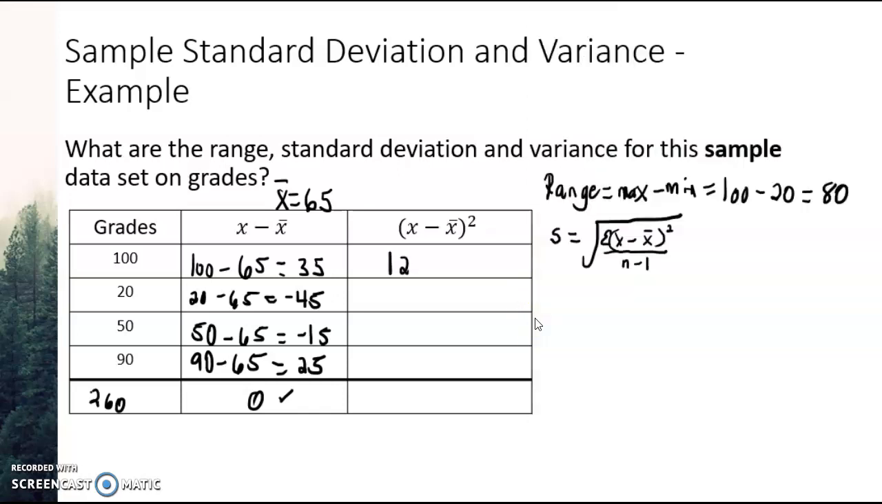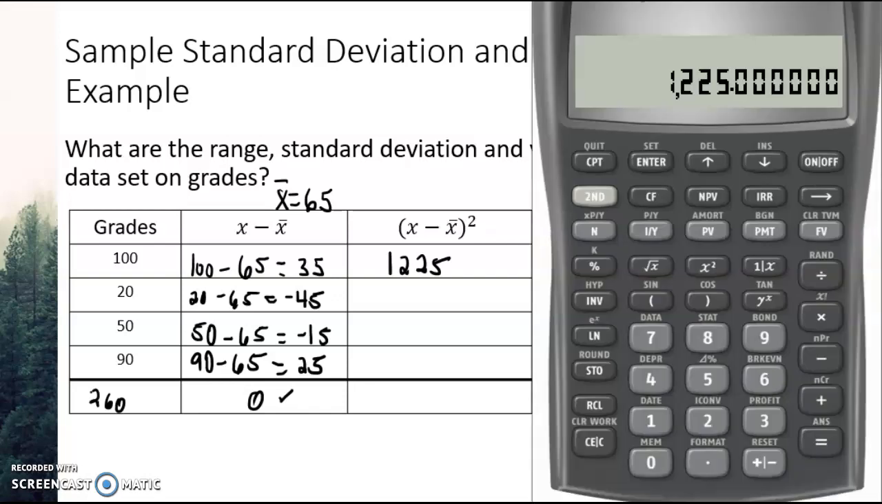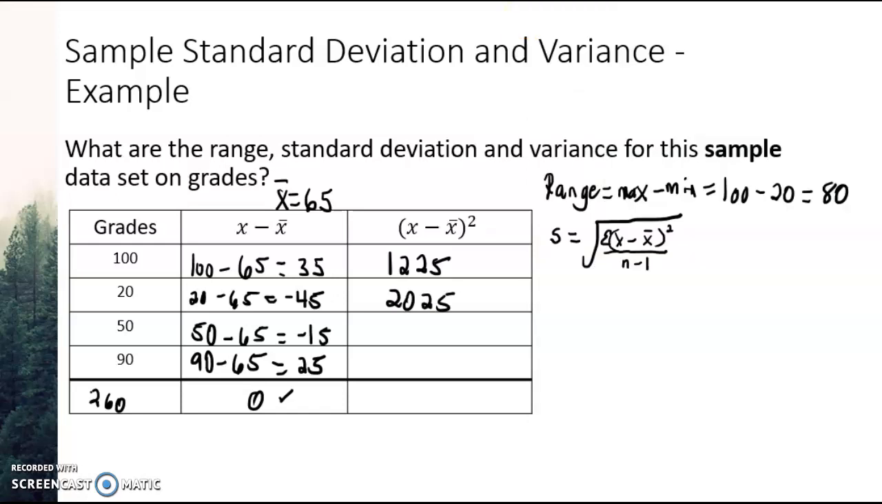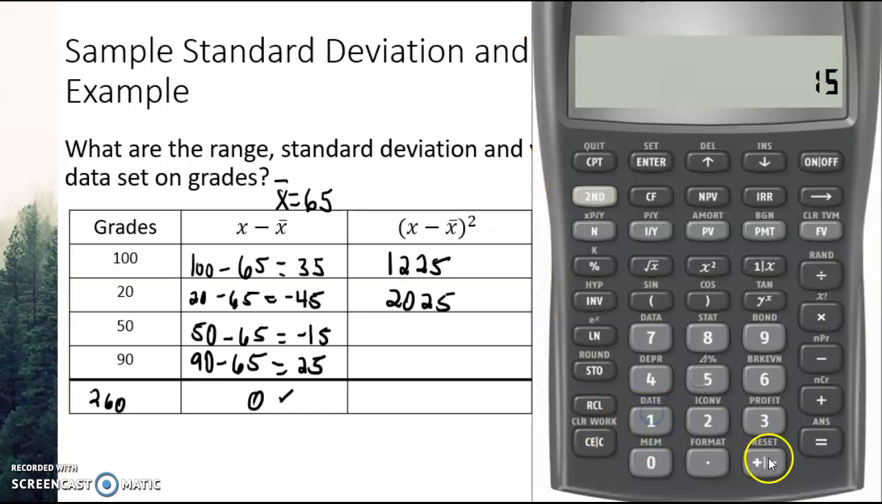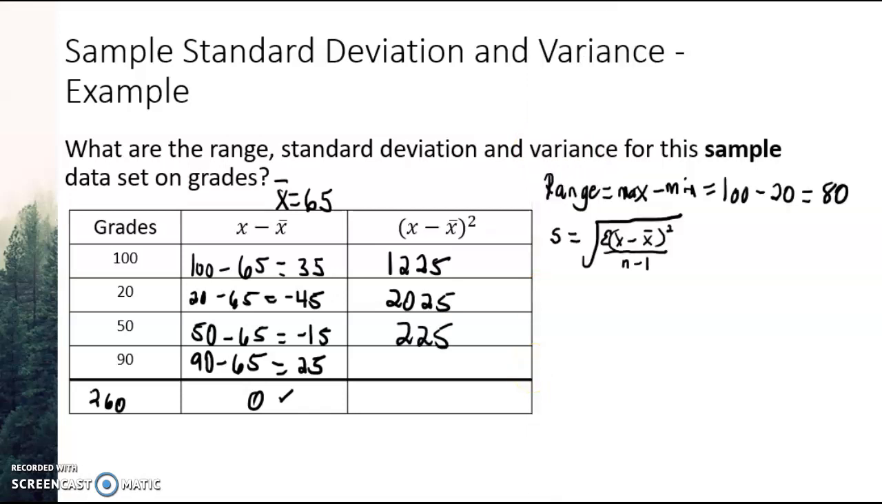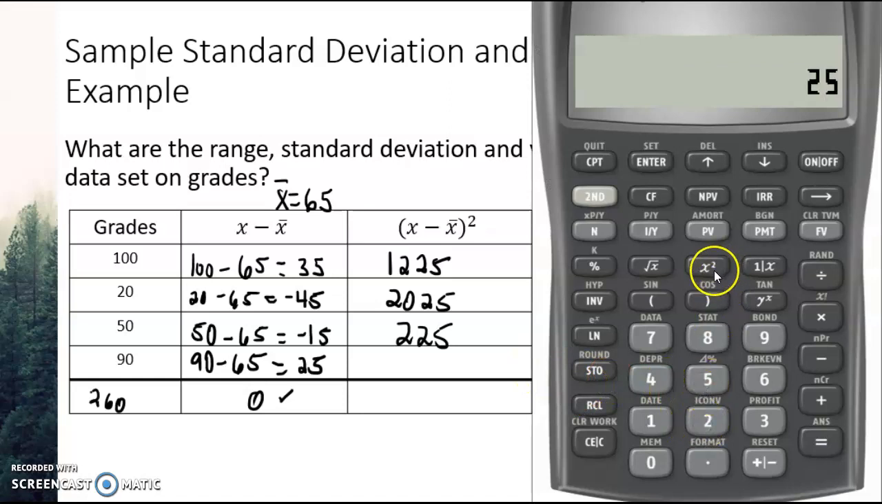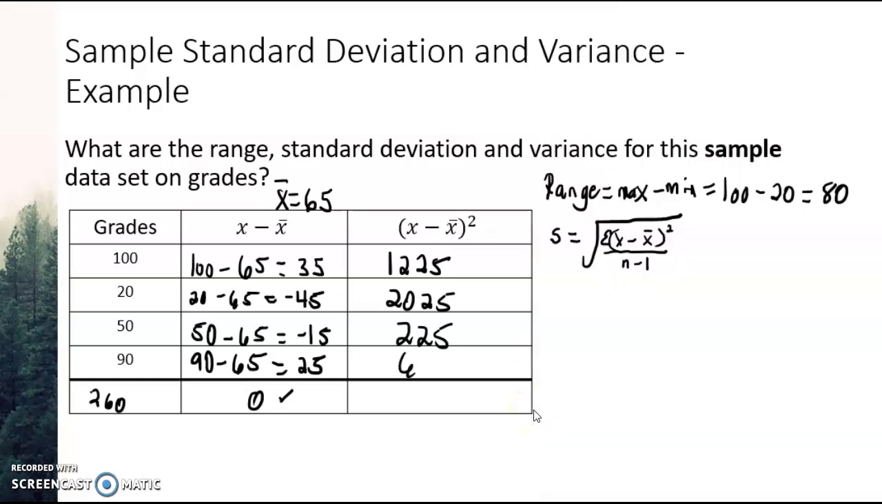35 squared is 1,225. Negative 45 squared will be 2,025. Negative 15 squared is 225. And then I've got 25 squared, which is 625. If I add these 4 values squared together, that's this part of the formula. You add the deviations squared, you get 4,100. And now I'm ready to plug into my formula.